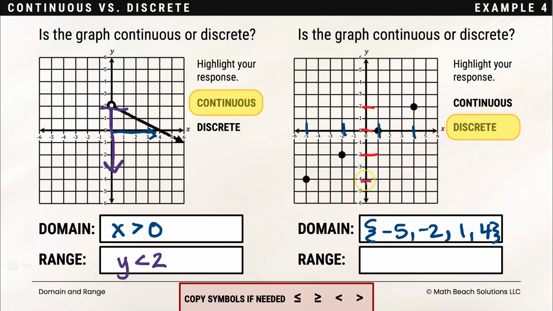We see that we have y values at -4, -2, 0, and 2, which we will list in set notation for our range.